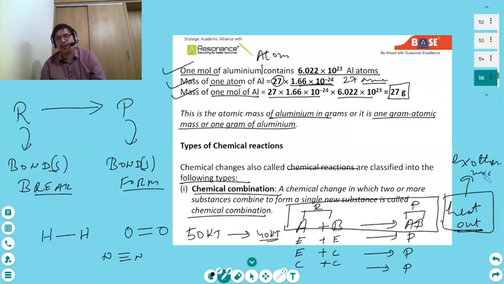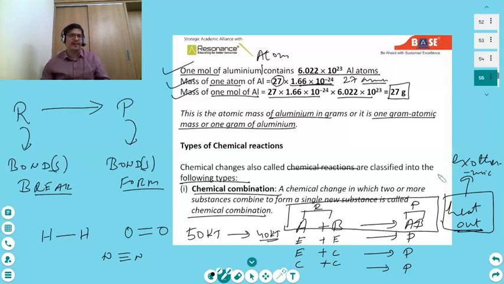So exothermic means, exo means out, thermic means heat. Heat is coming out. Remember that if a product has less amount of heat when compared to the reactant, it is more stable. If you have less energy in you, you are more stable.